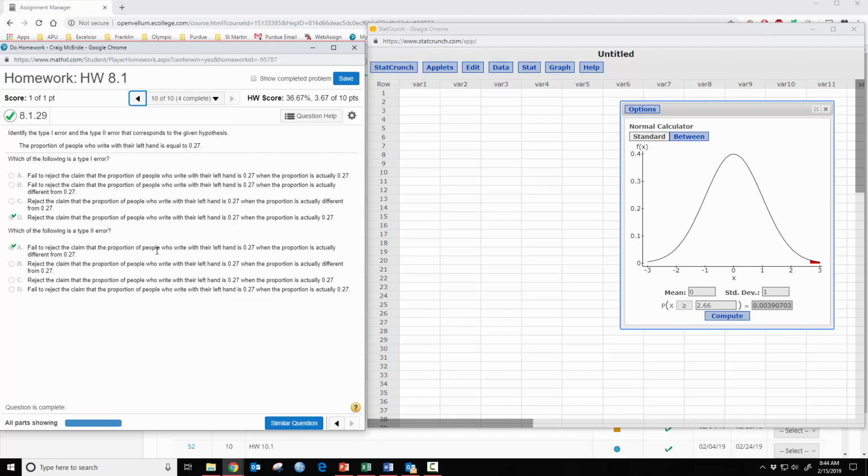And the only thing that makes this one tricky is the null is actually the claim in this case. You have to pay attention to that because the claim was that something is equal. Remember, an equal always goes in the null. So we normally try to set our claims up so that we don't claim that. The easiest thing to change would just be, I claim that the proportion of people who write with their left hand is not equal to 27. Then all of a sudden my claim would be the alternative and it would be much easier. But that's not what they did. They set it up here as the null.